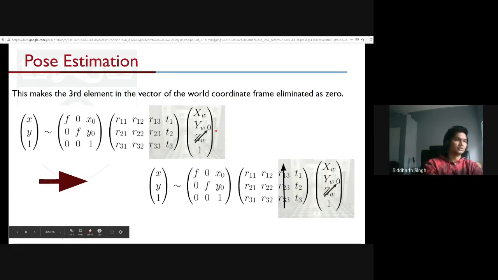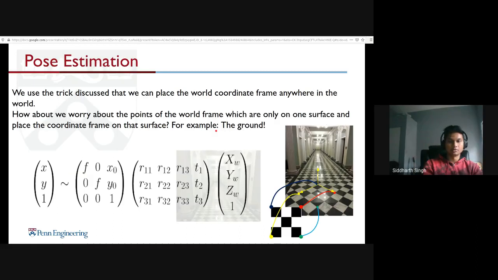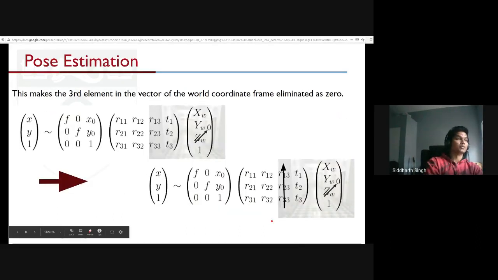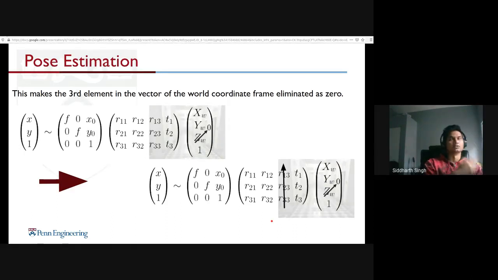What happens is that I can make the z 0, right? Because it's on the ground and I'm saying that all the points that I'll be seeing lie on the ground, I'm just going to make z 0, right? Does that make sense? Does that make sense to everyone? Okay, I can't see, so I don't know, but I'm assuming that makes sense to everyone. Are there any questions about this?